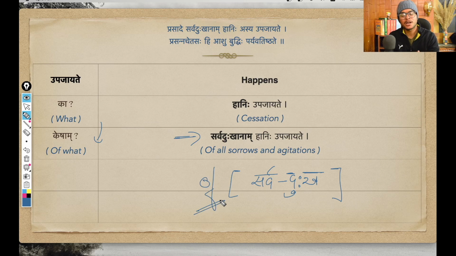So in this prayojana, we will use Shashti Vibhakti and Bahuvachanam. So Sarva Dukkha in Shashti Vibhakti Bahuvachanam becomes Sarva Dukkhanam. And the sentence becomes Sarva Dukkhanam Hanihi Upajayate. That the cessation of all sorrows, of all agitations happens. That is the meaning so far.